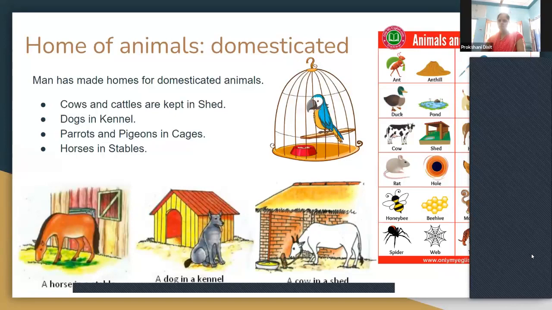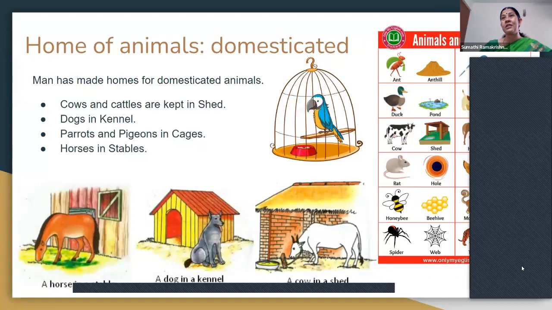It's a bit dangerous. They are wild in nature. So then you can start off this. That's the reason we started domesticating animals. And we only decided that this much space is enough for a cow or a dog or like that. And we gave names on our own. Specific names. And we started keeping cow and cattle in a shed. It can be open also, it can be closed also, based on the number and how we keep it.